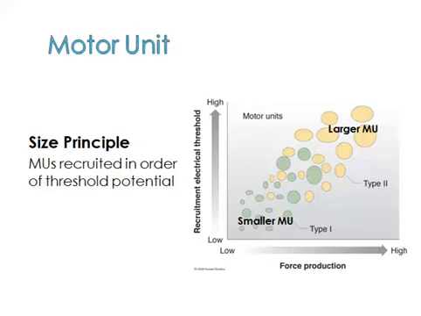But as a result, our smaller motor units, which are recruited first, cannot generate as much force. So if you want to generate large amounts of force, typically you do have to recruit the smaller motor units first before the larger motor units, although there are some exceptions to that rule.